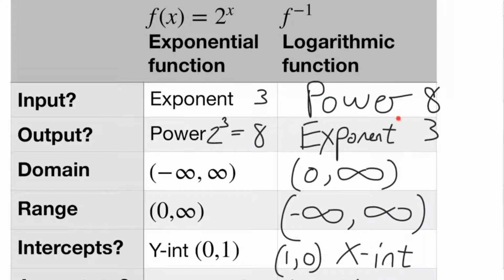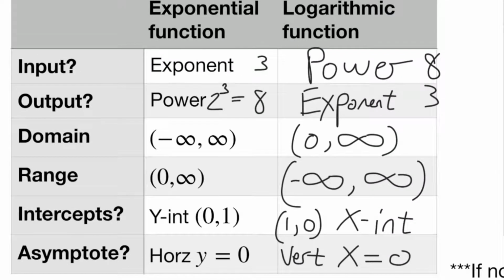The inverse would switch those. So with a logarithmic function, if you took the power 8, it should produce as an output 3. Remember, input 3, output 8. Input 8, output 3. It should also have the flipped domain and range. If the domain for this exponential function is negative infinity to infinity, and the range is 0 to positive infinity, then you can expect that the logarithmic function is also going to have these two things flipped.